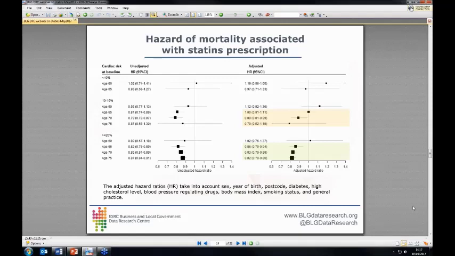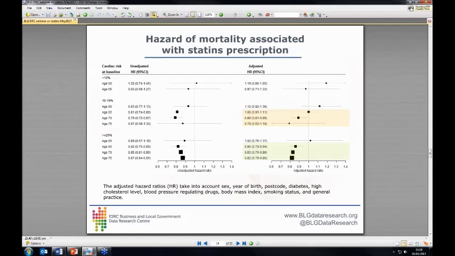Here, the first column presents the age risk groups. The other columns present the unadjusted or adjusted hazard of all-cause mortality associated with statin prescription compared to no prescription, and the confidence interval of that hazard ratio. The hazard ratios are depicted by the boxes. The bigger the box, the more patients in the age risk group. The confidence intervals are depicted by the horizontal lines.